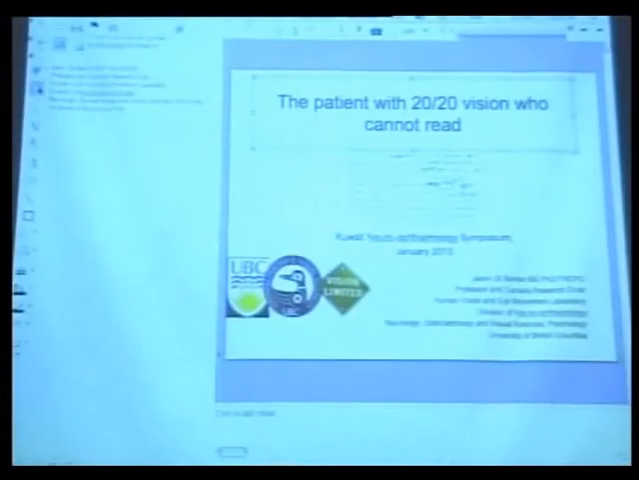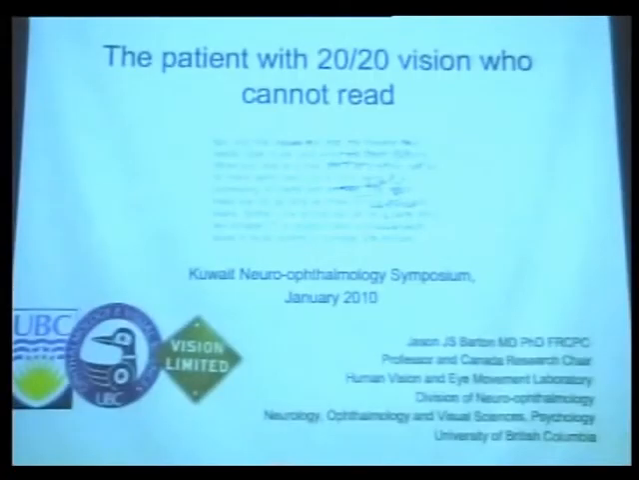And one of the interesting things that comes my way once in a while, and which will come your way too, I think, is something like this, where somebody says, here's this patient that says that they can't read very well. They've got 20/20 acuity. You're the neuro-ophthalmologist. You tell me why you can't read.